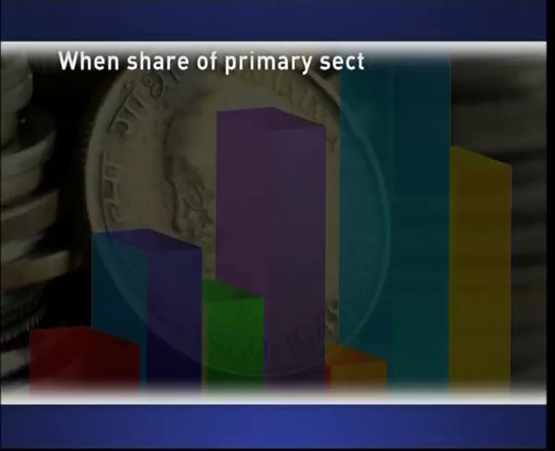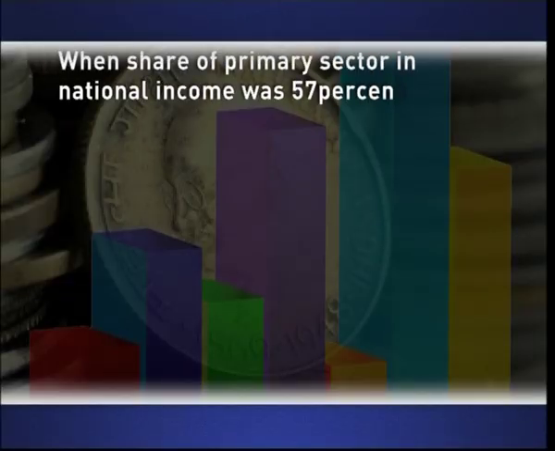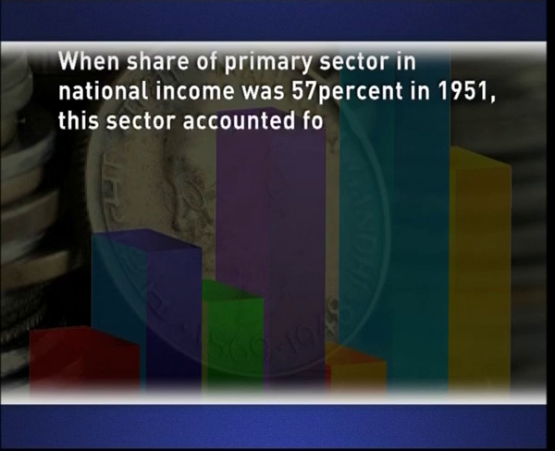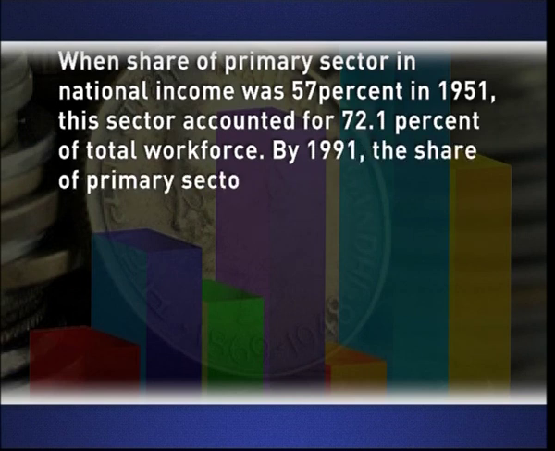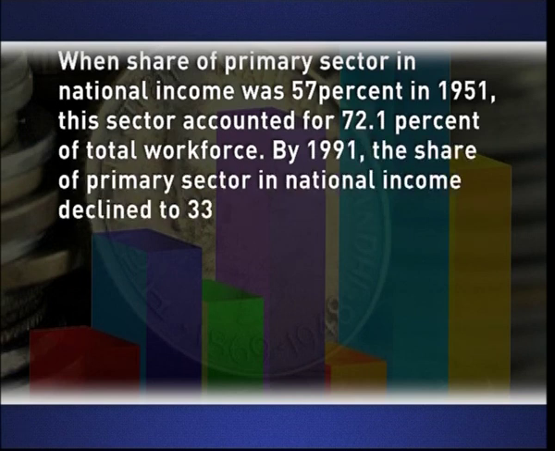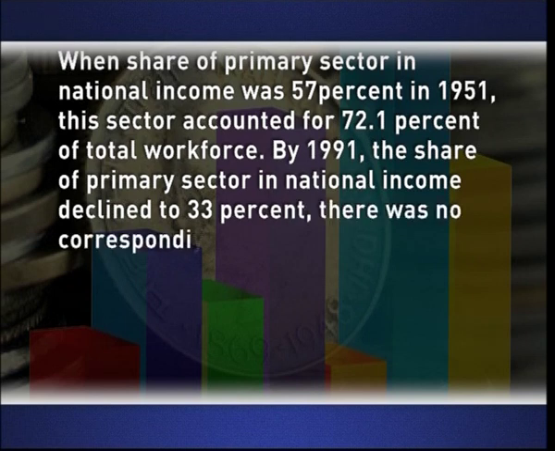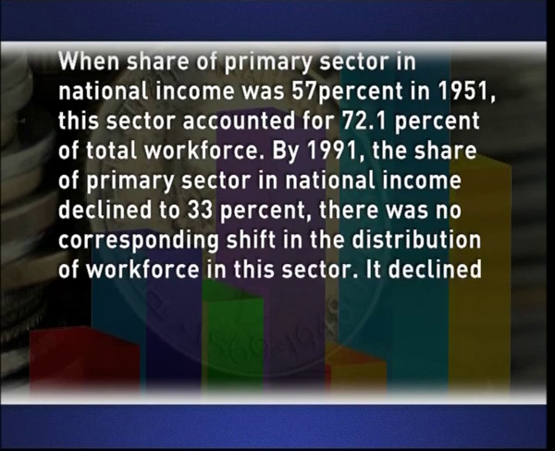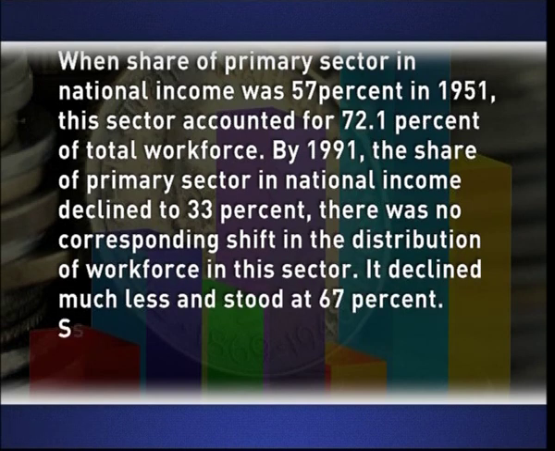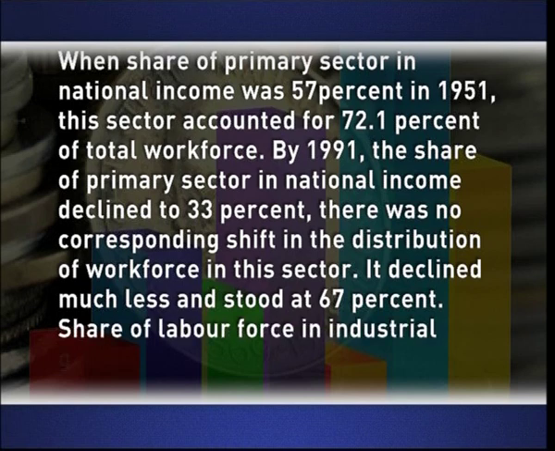This, however, is not true of India. Shift in occupational distribution has not followed a similar trend as shift in distribution of GDP. When share of the primary sector in national income was 57% in 1951, this sector accounted for 72.1% of the total workforce. By 1991, the share of the primary sector in national income declined to 33%, and there was no corresponding shift in the distribution of workforce in this sector. It declined much less and stood at 67%.